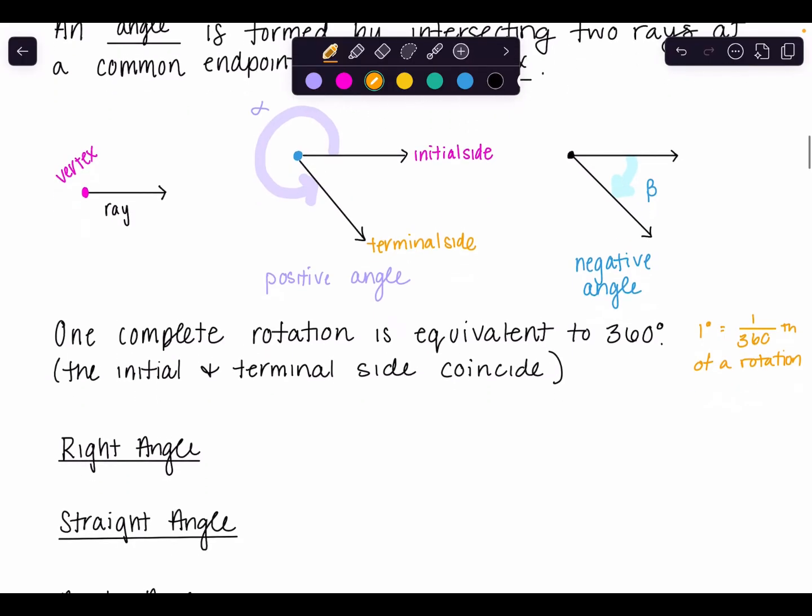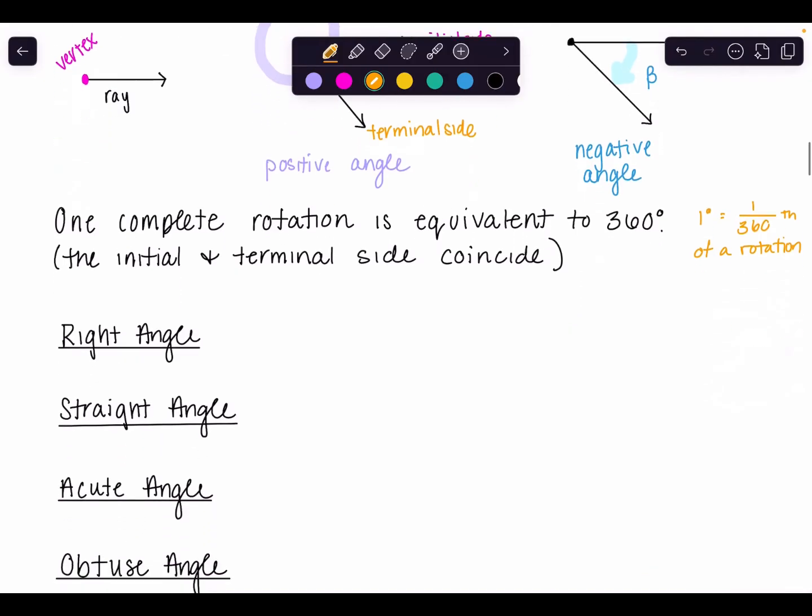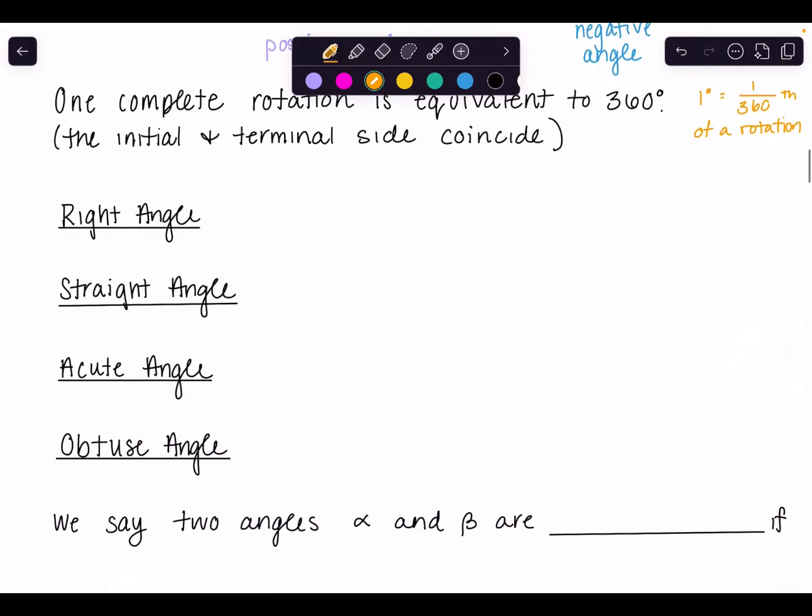We have some special names for angles as well. So we're going to look at 4 different ones. We have right angles, straight angles, acute angles, and obtuse angles. A right angle is one that forms a 90-degree angle. So this is one you are used to, but this angle here is 90 degrees. So we often use that box to represent it.